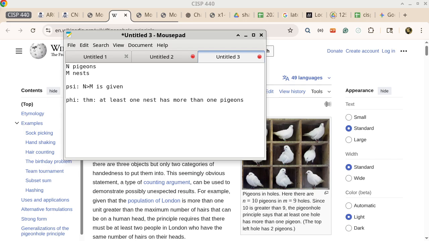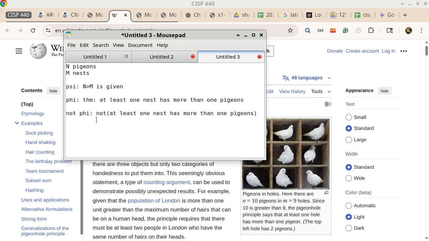So now how do we prove this? Well, we negate phi first. So now the question is, what is the negation of phi? What is not phi? We'll start with: not at least one nest has more than one pigeon. How do we translate this? I mean, this doesn't really read correctly.